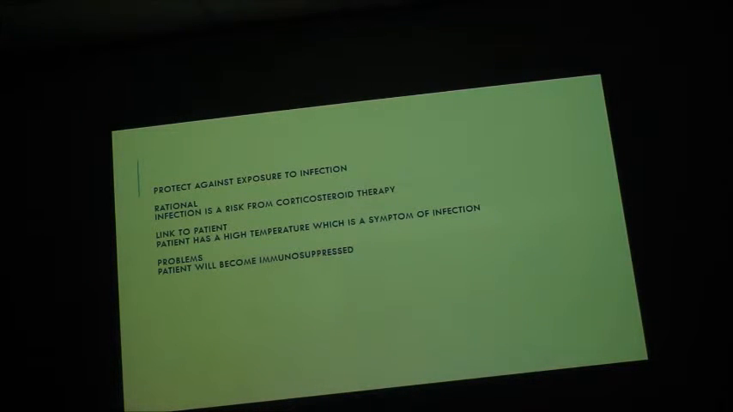John has a high temperature, which is a symptom of infection. A potential problem with this is that the patient may become immunosuppressed. A nursing intervention for this is to protect the patient against exposure to infection, and the rationale for this is that infection is a risk from corticosteroid therapy.